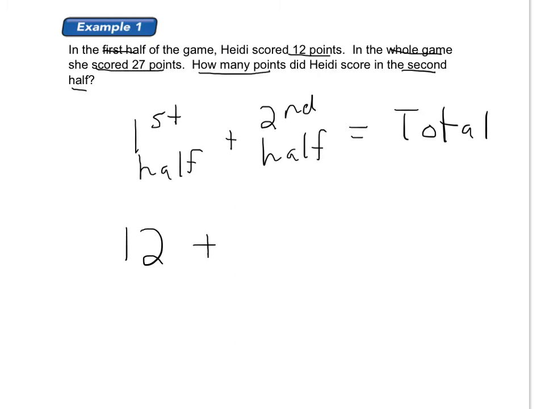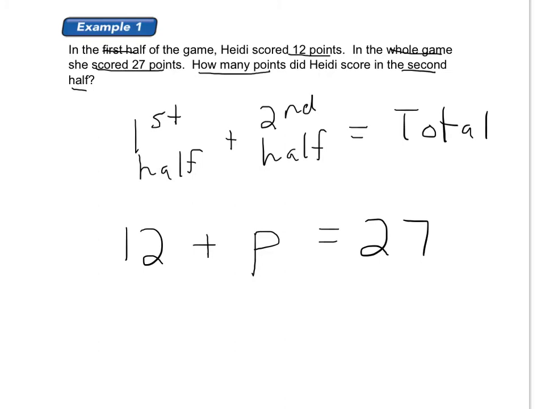Well, if I look here, it says how many did she score in the second half. So I have no idea how many points she scored in that half. So I'm going to put a variable, a letter. I'm going to pick P for points. And that's got to equal her total, where her total points is 27.